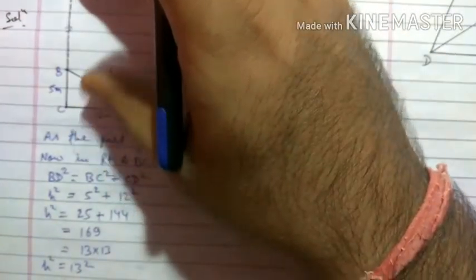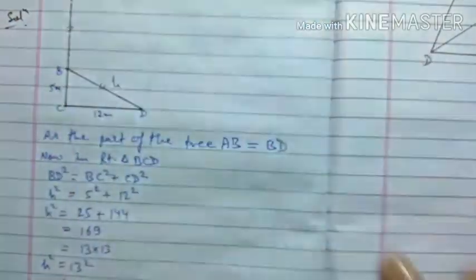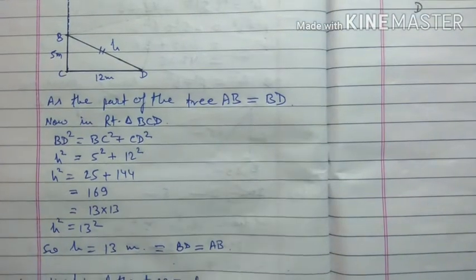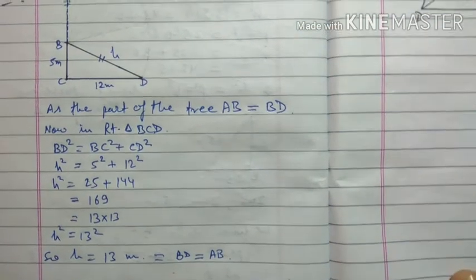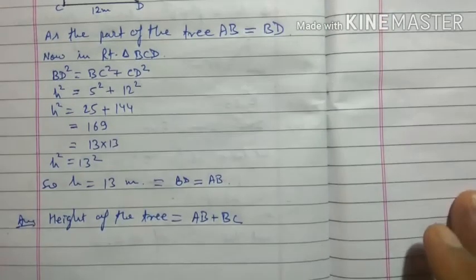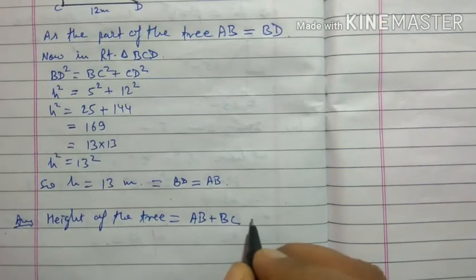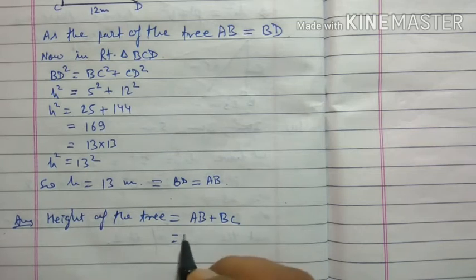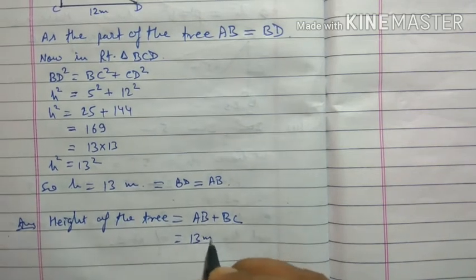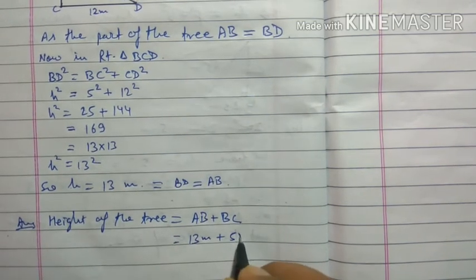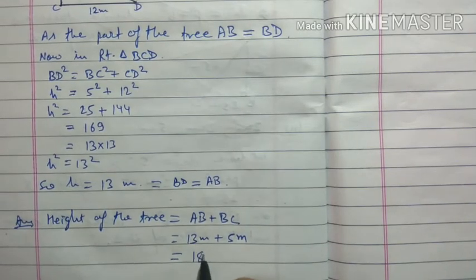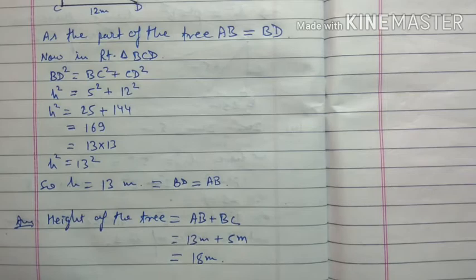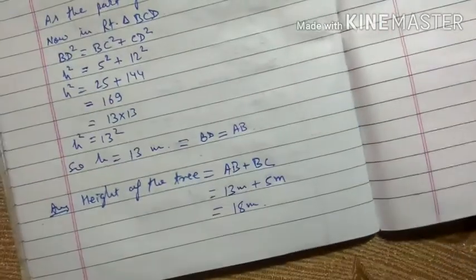Now the height of the tree, this is the original height, that is AB plus BC. On putting the values, 13 meter plus 5 meter, and the answer is 13 plus 5 is 18 meter. So this is the original height. Original height is 18 meter.